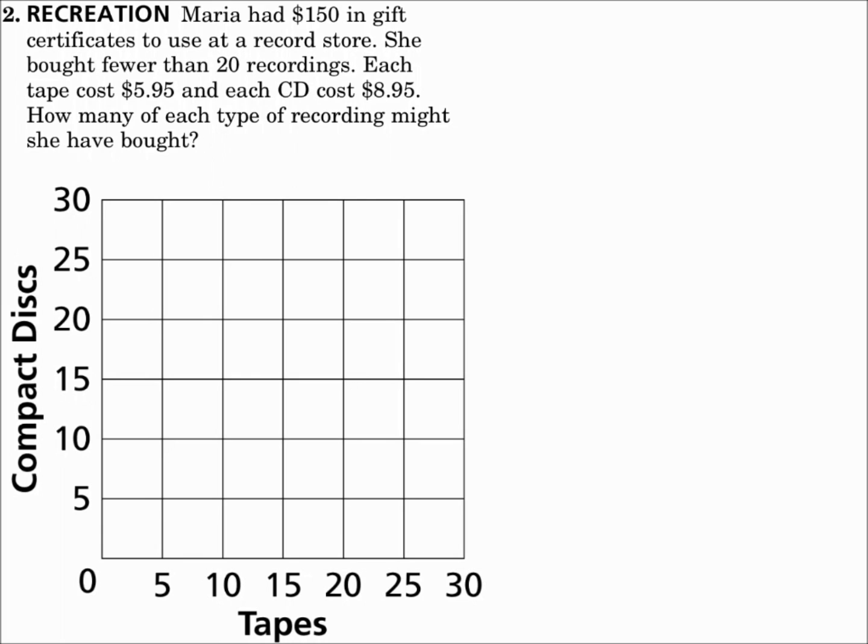Number 2. Maria had $150 in gift certificates to use at a record store. She bought fewer than 20 recordings. Each tape cost $5.95 and each CD cost $8.95. How many of each type of recording might she have bought? Well, we're looking for how many tapes and how many CDs, so those will be the variables. Let's have X be the number of tapes, and Y will be the number of CDs. And you can see in the graph, tapes is the X-axis and CDs is the Y-axis.